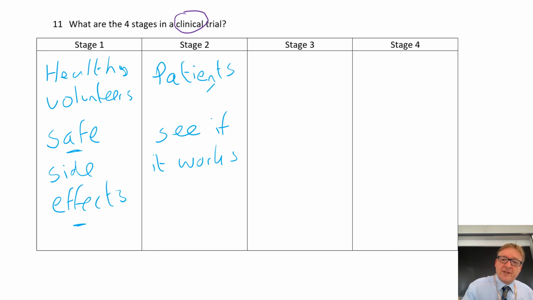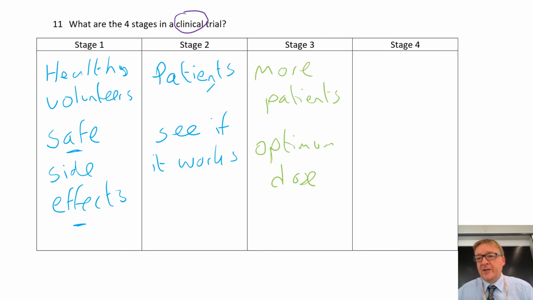Stage 3, they will then do it on more patients. And when they're doing it on more patients, they found out that it actually does its job. They found out that the side effects aren't too bad and it's relatively safe. This then is to find the optimum dose. So there's no point in giving too much, there's no point in giving too little. What you want to do is find the best dose to cure the problem.